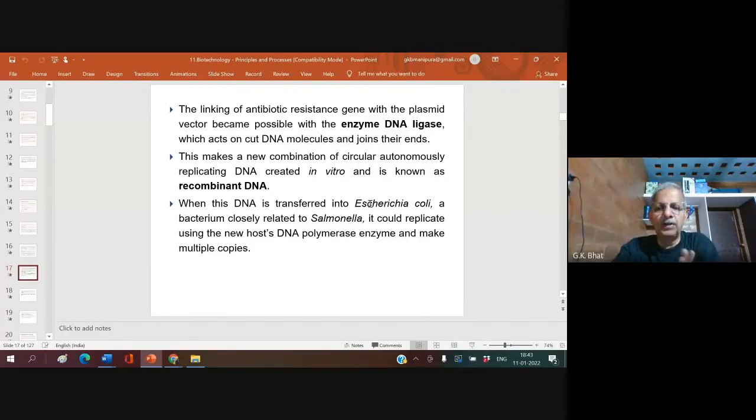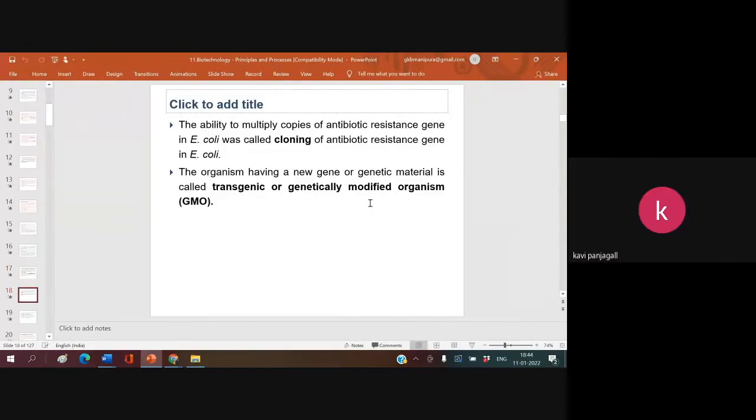Plasmid. So please remember, in this particular case, a small piece of DNA was first incorporated into a plasmid. After incorporating, this plasmid got transferred from Salmonella typhimurium to Escherichia coli. I hope it is clear to you all. Everyone, is it clear? Yes, sir.